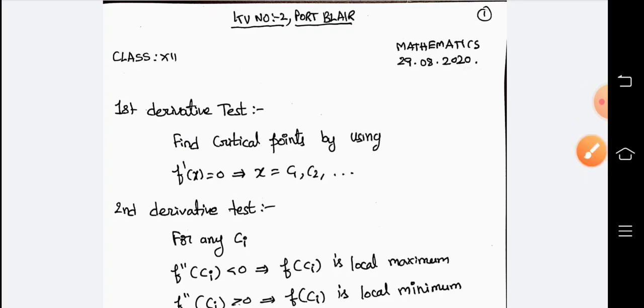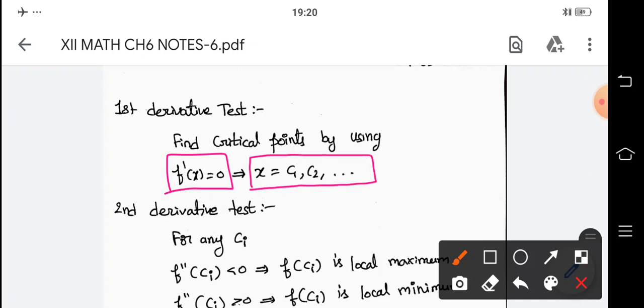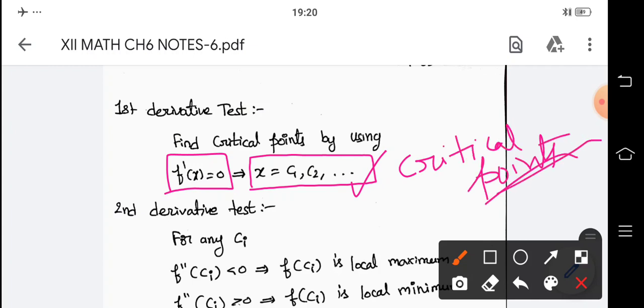See, the very first one, what is here? The first derivative test is by taking f dash of x equal to 0. Then you find all the points where f dash of x is 0, which are called critical points. What are these critical points? Once again I am reminding, these points are called critical points.